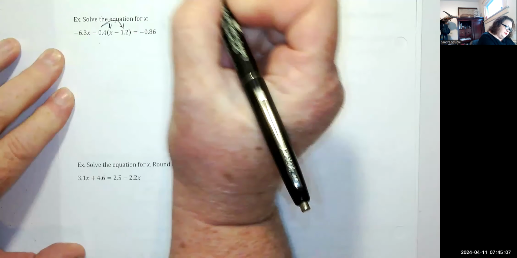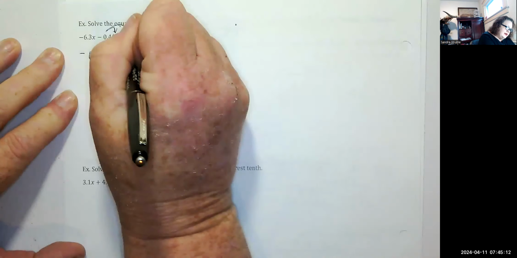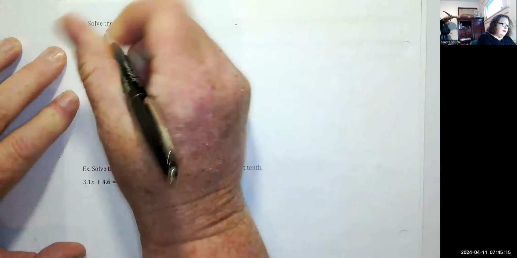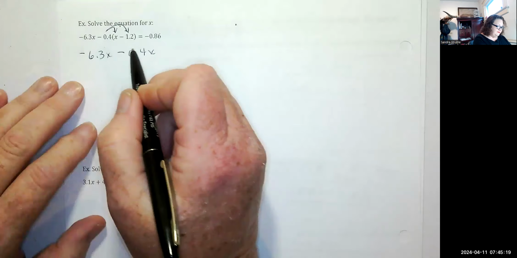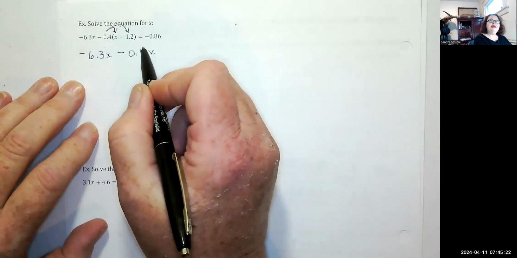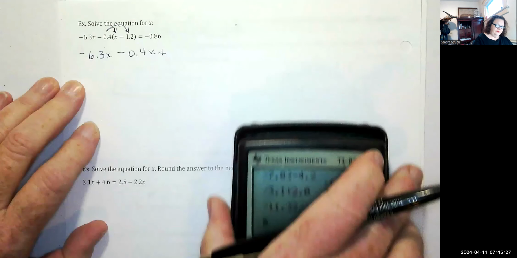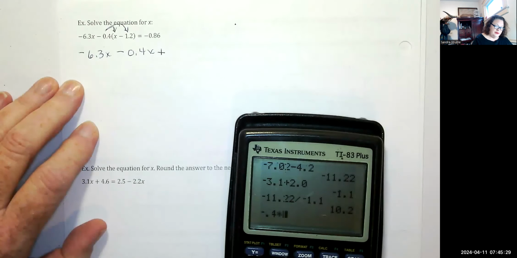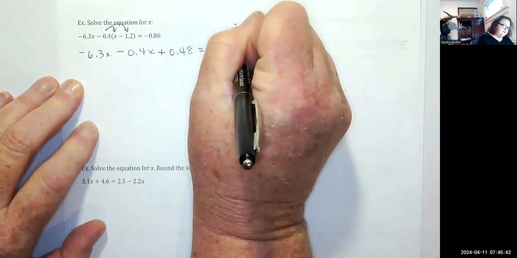is distribute. So that is negative 6.3x minus 0.4x. Now, that was negative 0.4 times x. Now we have to go negative 0.4 times negative 1.2. And that's going to be positive 0.48. Is equal to negative 0.86.